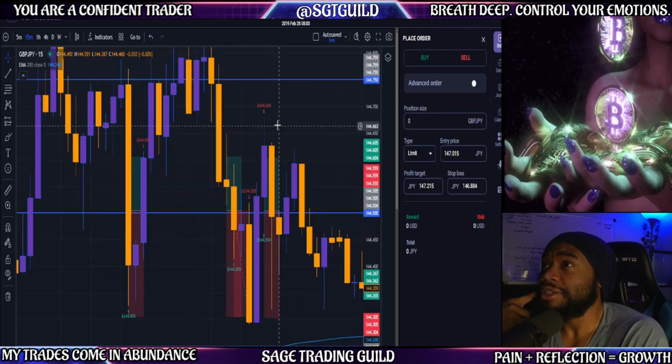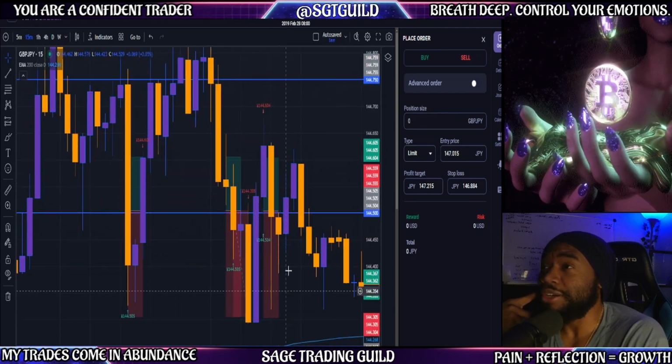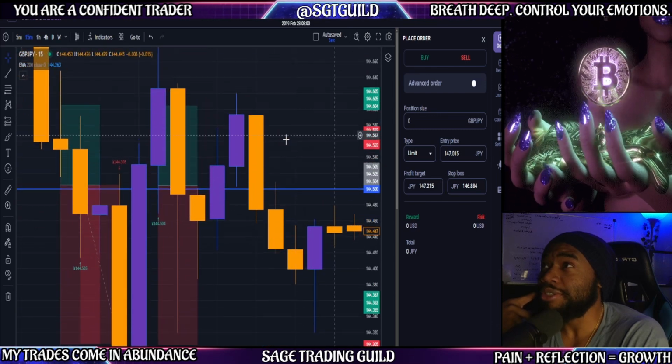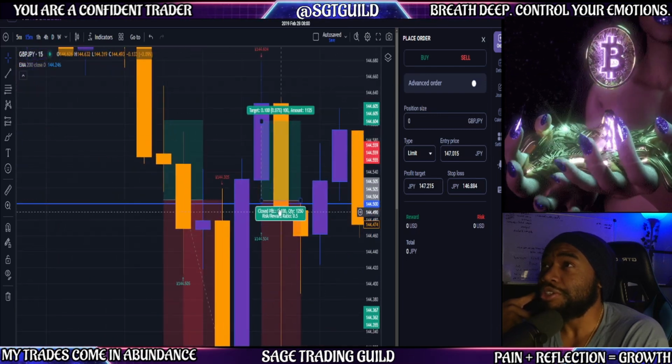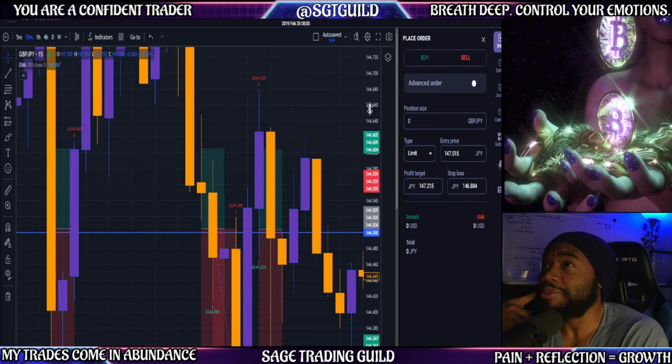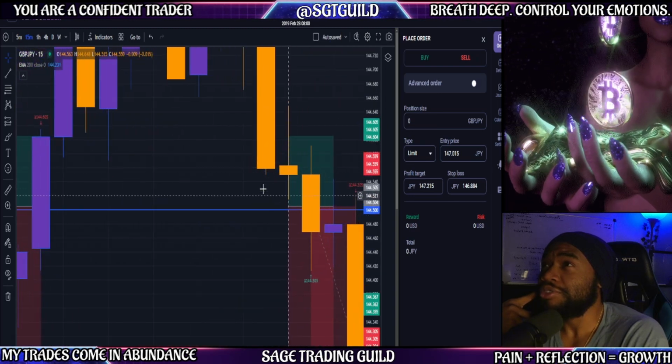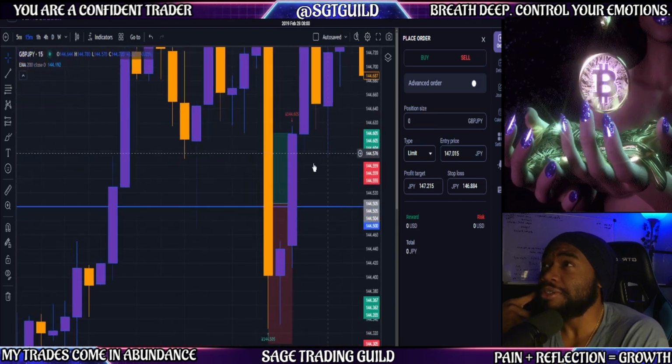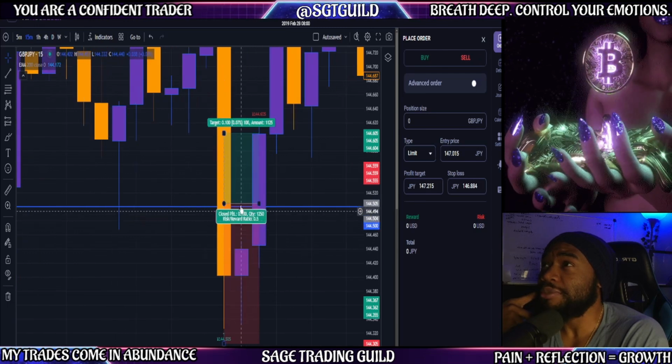Here we go again. This one. Drawdown. Look how much drawdown this trade was in. Look. Drawdown. And then it popped back up. Drawdown. This one was a loss. This one didn't get stopped out.